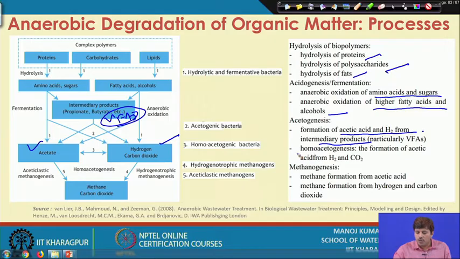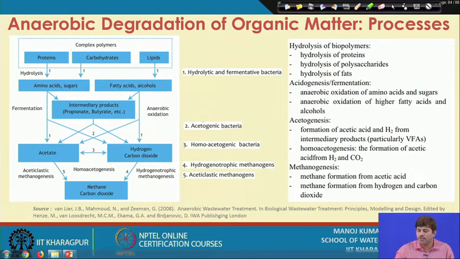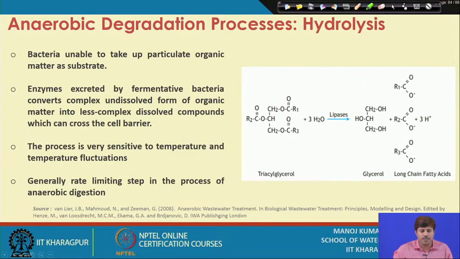And then there is homoacetogenesis, which also has the formation of acetic acid from H2 and CO2. So, this homoacetogenesis step will be a subclass of acetogenesis. And then in the methanogenesis, finally, again we have acetoclastic and hydrogenotrophic, two subclasses for the methane formation. So, methane formation from acetic acid and methane formation from hydrogen and carbon dioxide. So, that way we have all these different steps which lead to the formation of methane.